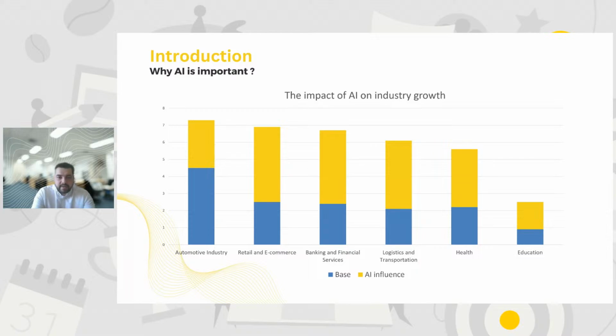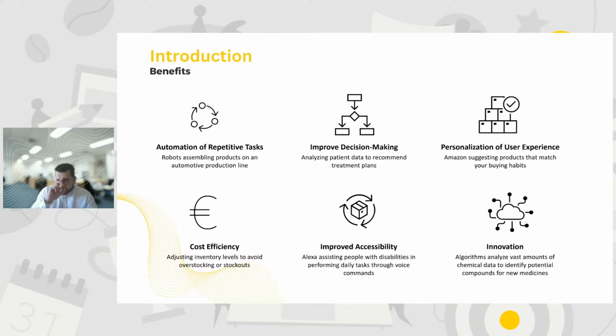For the most part, they have positive consequences, but of course, that is not all good in this case. But later we will see about this topic. Here we can see some benefits of the usage of AI. For example, the automation of repetitive tasks, improved decision making, personalization of user experience, cost efficiency, improved accessibility, and innovation. Those are the main benefits of the usage of AI.